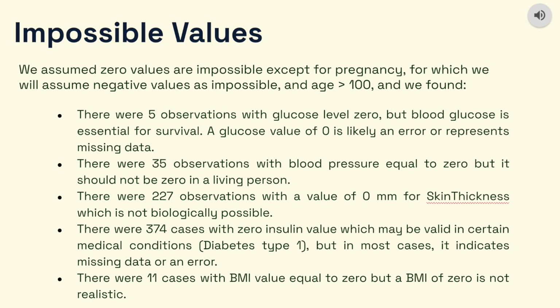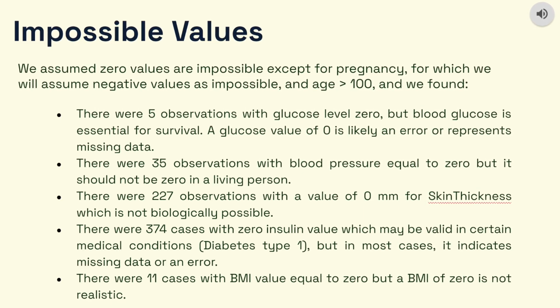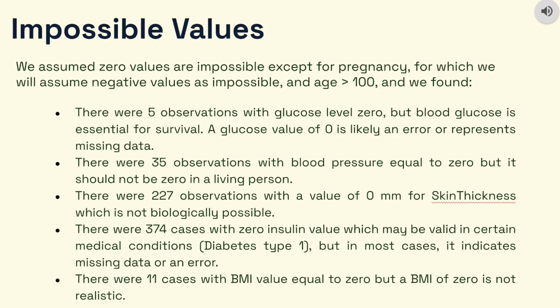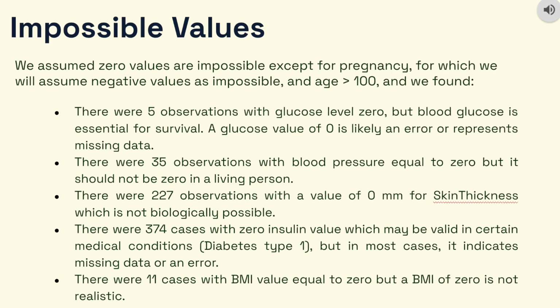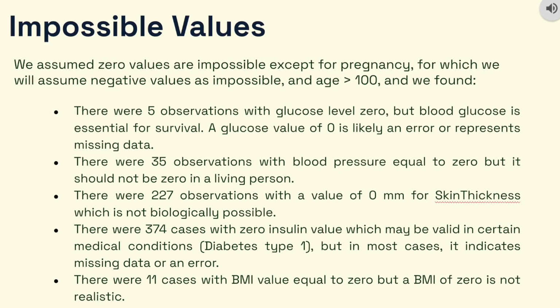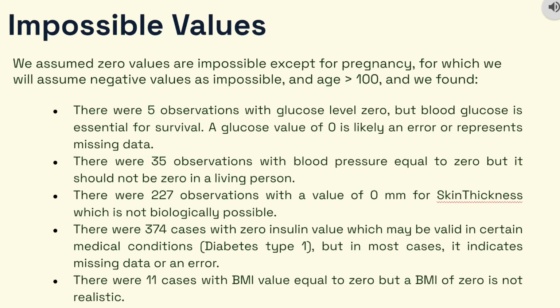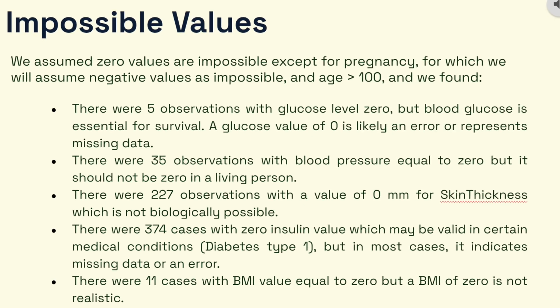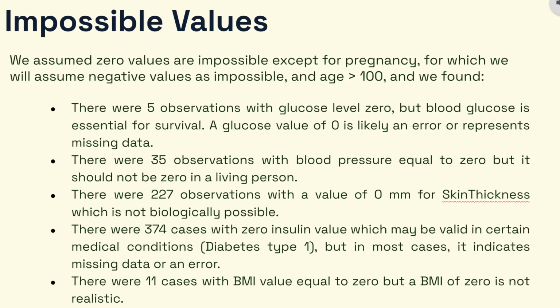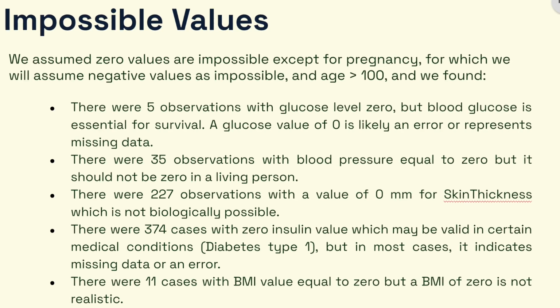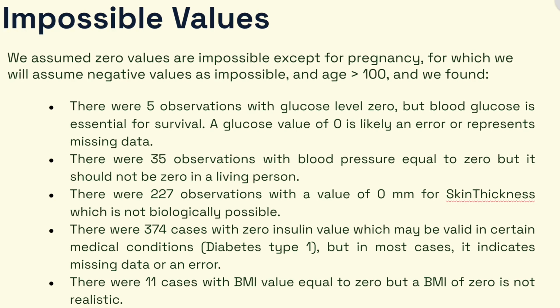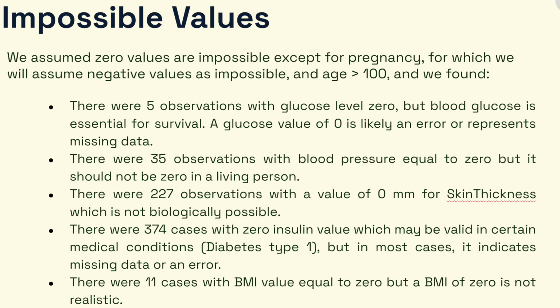We also found 35 observations of blood pressure equal to 0, but blood pressure should not be 0 in a living person. 227 observations with a value of 0 millimeters for skin thickness were made, and that is not biologically possible. There were also 374 cases with 0 insulin value. However, this may be valid in certain medical conditions, an example being type 1 diabetes. However, in most cases, it will indicate missing data or an error. There were also 11 cases observed with a BMI value equal to 0, but a BMI of 0 is not realistic.